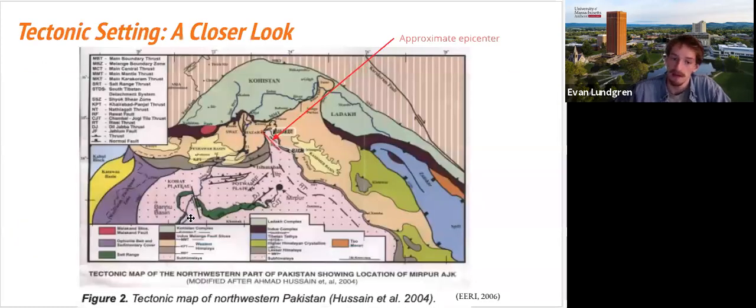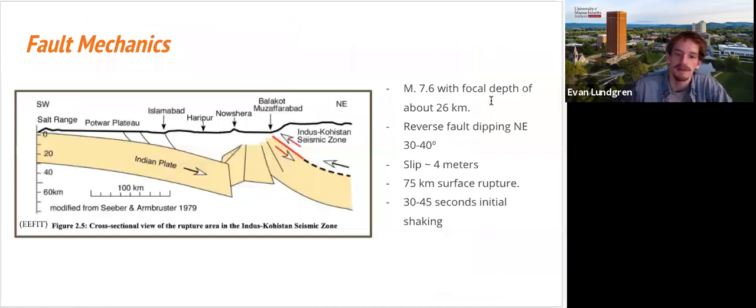On October 8th, at about 9 a.m. on 2005, our earthquake occurred, and there was a failure along this fault surface, the Balakot Bagh Fault, which is about 75 kilometers long, and the first surface rupture observed in the Himalayas from an earthquake. The magnitude was a 7.6, and there was an observed slip of 4 meters.